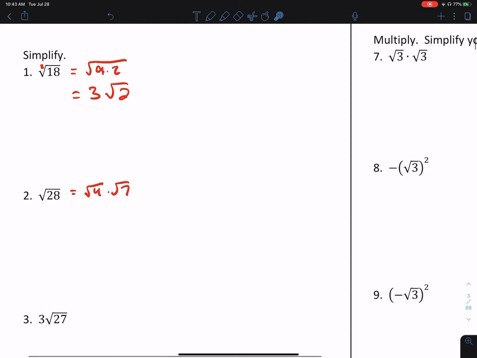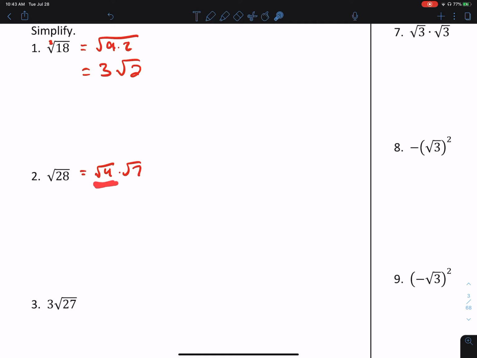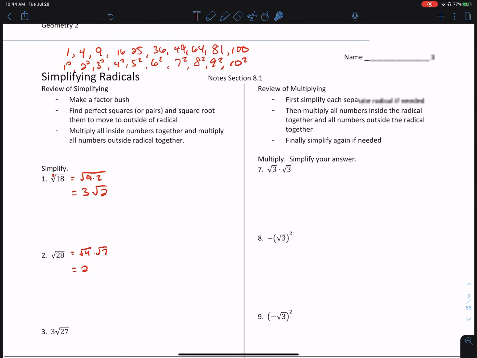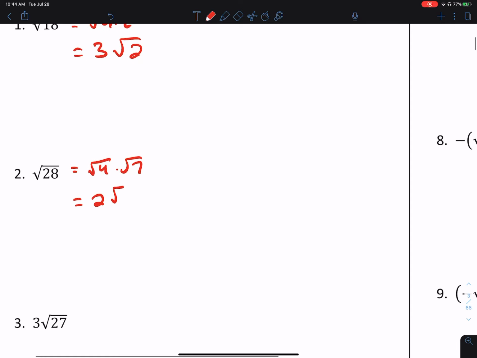Now notice on the last one I put them both inside the same radical. Here I put them inside their own radical. You can do it either way. Do you know what the square root of 4 is? What times itself is 4? Well, that's 2. Is 7 a perfect square? It is not. Are there any factors of 7 that are perfect squares? Other than 1, there isn't. 4 doesn't go into it evenly, and 1 does, but it's being left with 7. So this is 2 square root of 7. That's equivalent to the square root of 28.